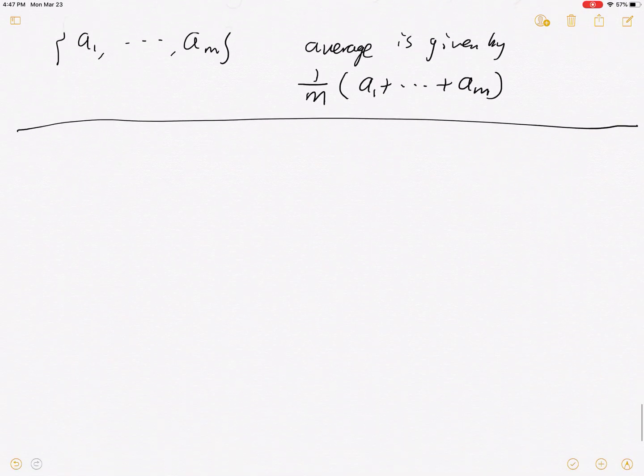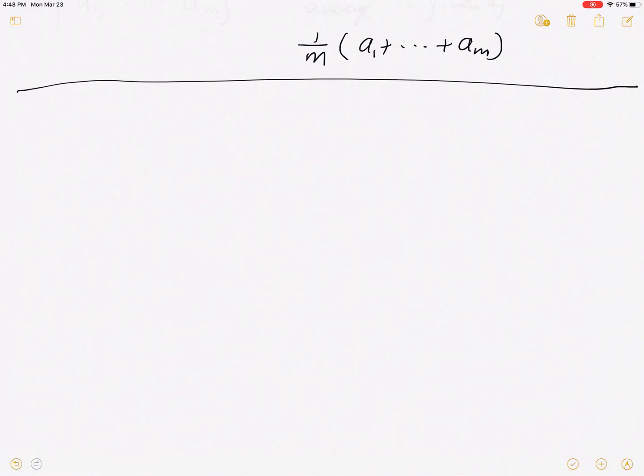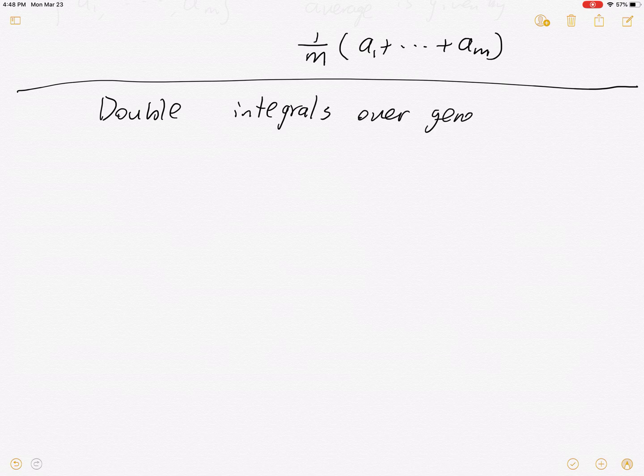Okay, next, let's discuss more on the double integrals over general regions. I don't know if you noted that the previous discussion only considered rectangular regions. So now we want to discuss the following region.